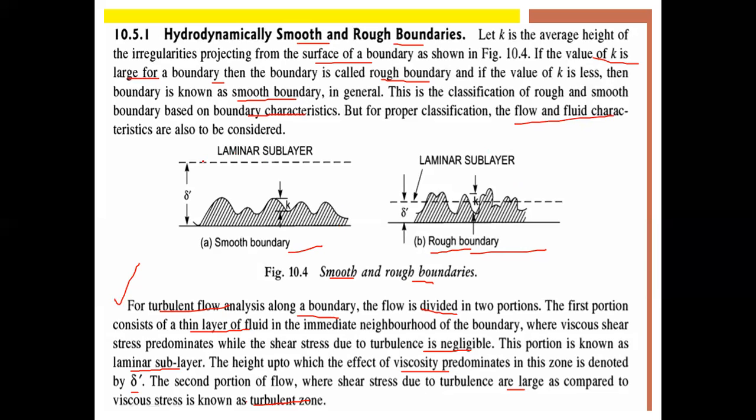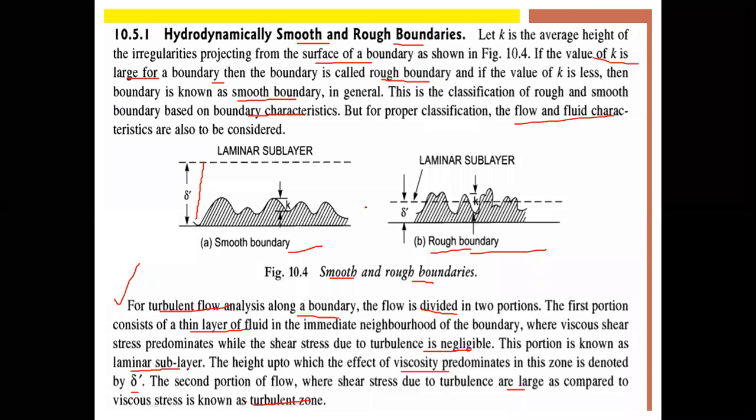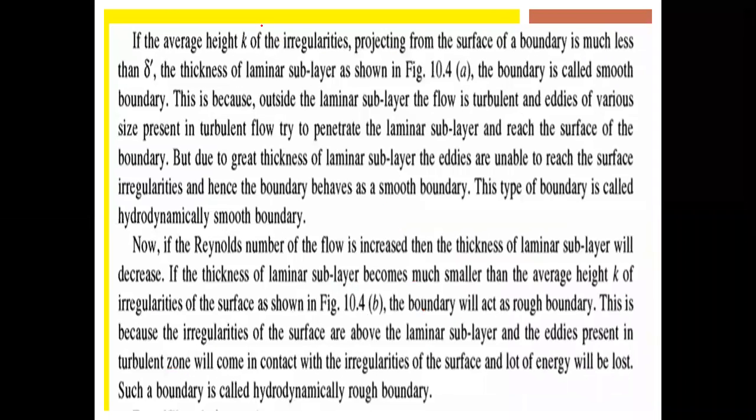See the distance of the laminar sublayer in the smooth boundary and in the rough boundary. If the average height k projecting from the surface of the boundary is less than this delta, the thickness of the sublayer, as shown in figure 10.4a, the boundary is called a smooth boundary.